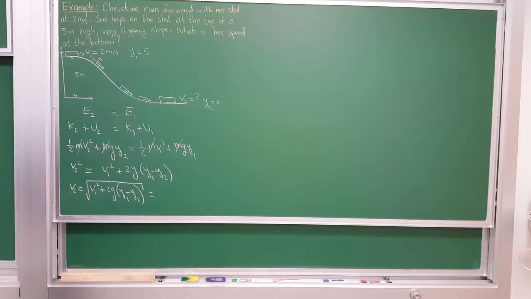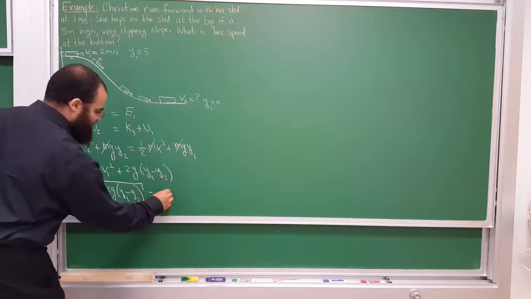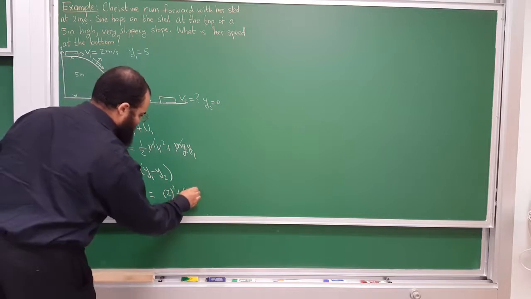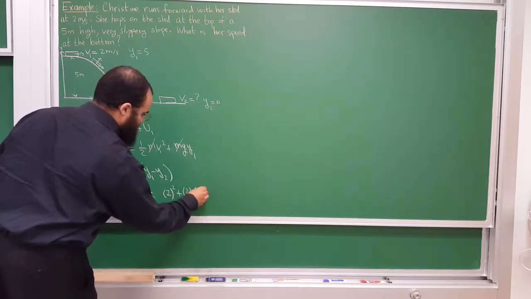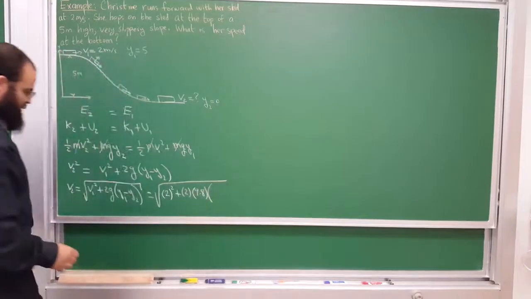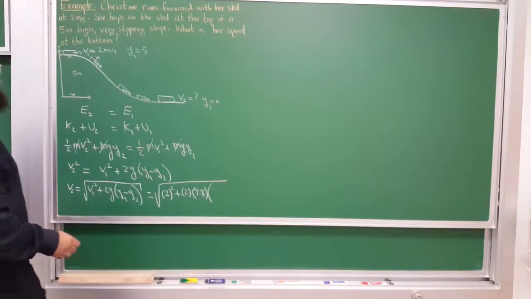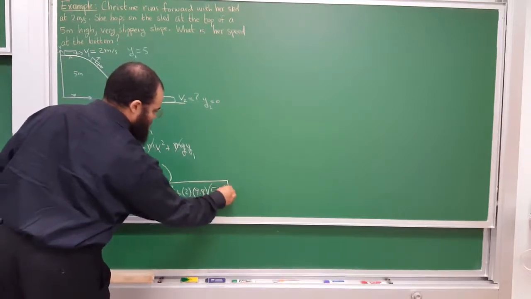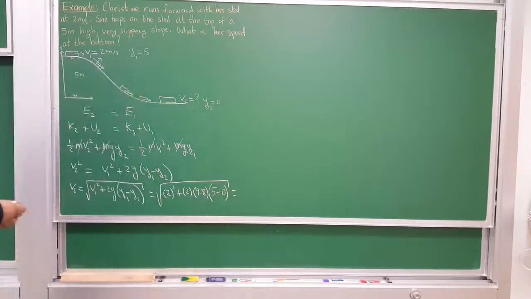Well, we have to plug in the numbers. V1 is 2 meters per second, so 2 squared, plus 2g, so 2 times 9.8, and then times, of course, there is this square root here. Y1 minus y2, so that's 5. Y1 was 5, and y2 is 0. And we will get the number here.